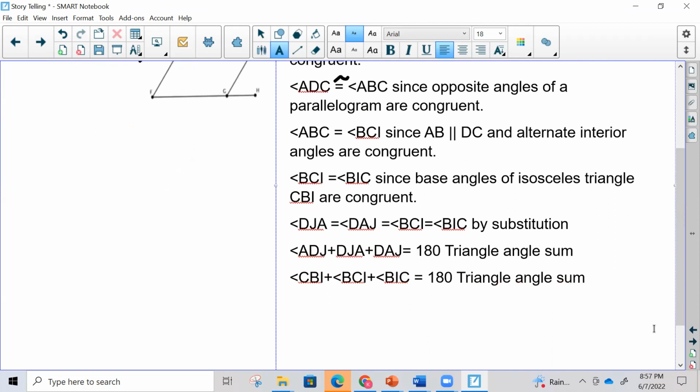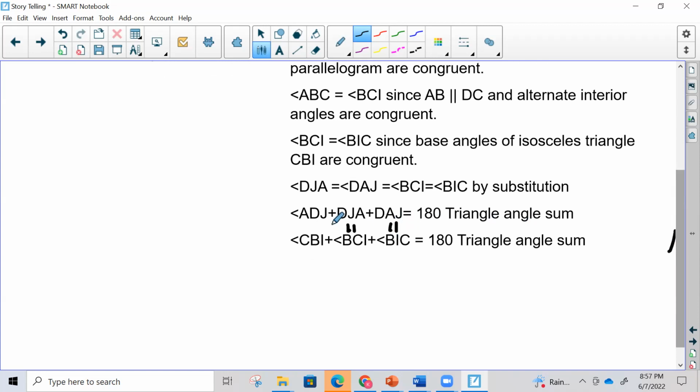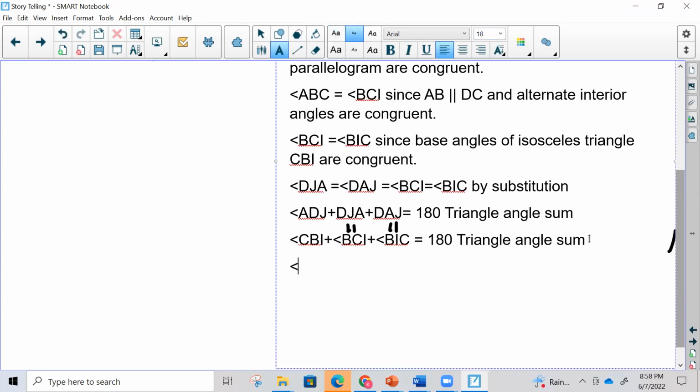Okay, and then the last thing is, I know these are equal. Nope, sorry, that's what I'm trying to prove. I know that these two are equal because I'm saying it up here. DJA is equal to BCI. I know that DAJ is equal to BIC. And so again, if those two are equal and these add up to 180, these also have to be equal because that's what's left over. So therefore we know that angle ADJ is equal to angle CBI or congruent.